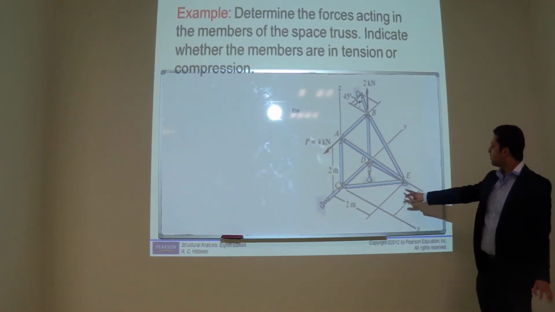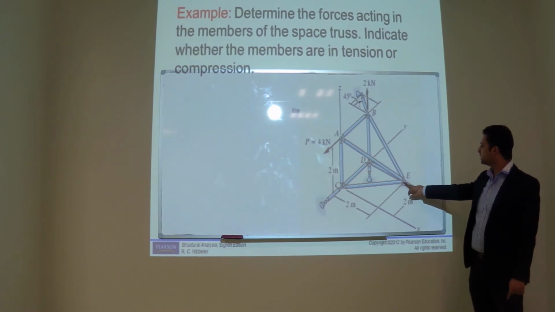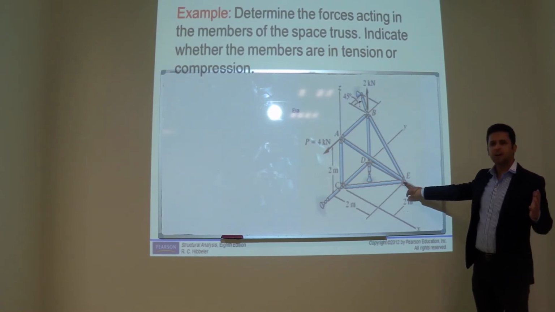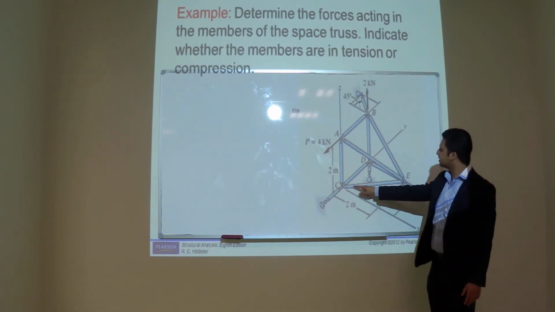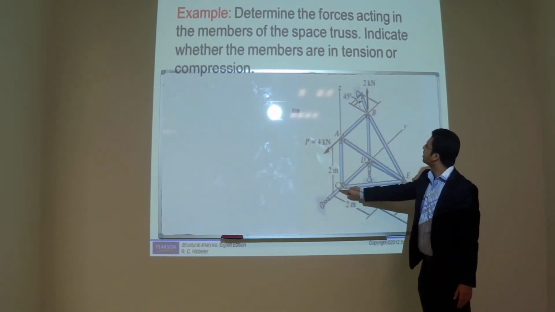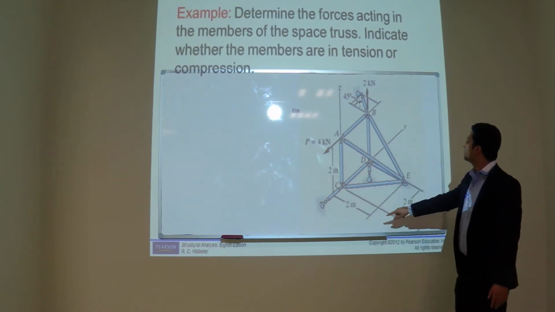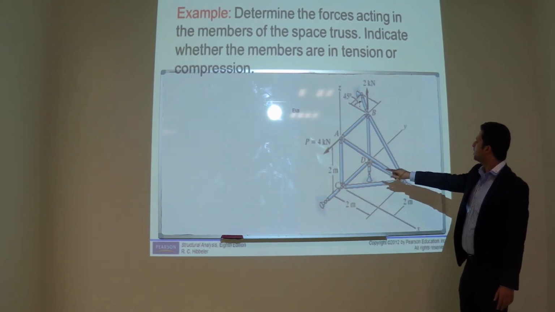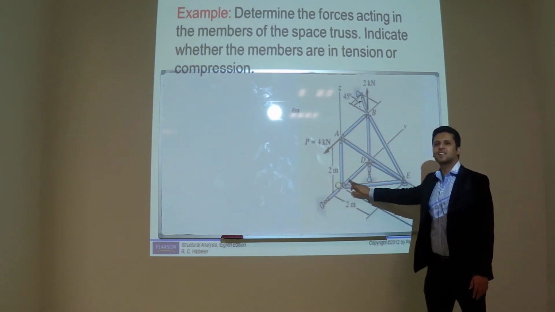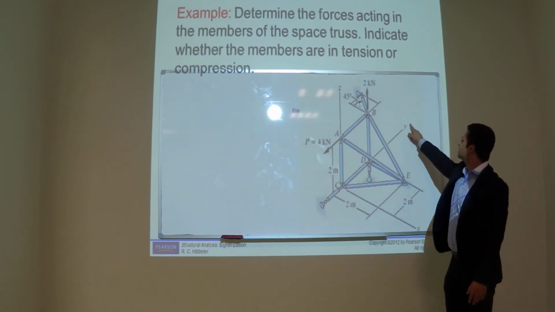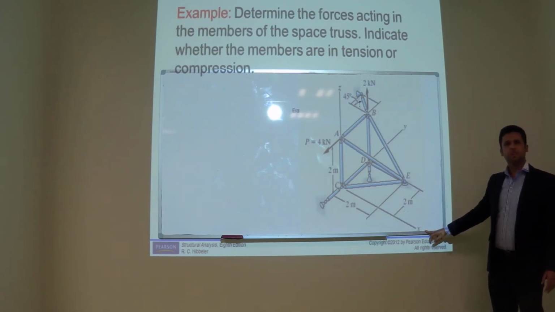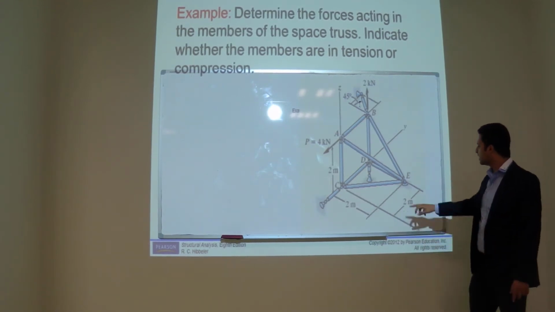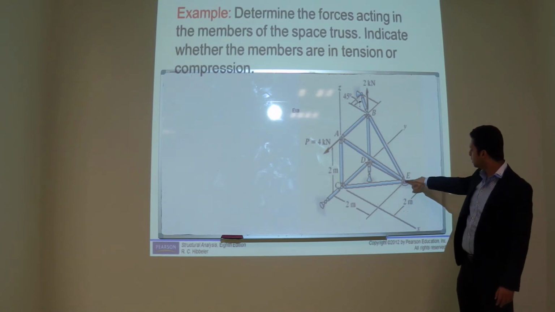For example, if you have to solve this joint by the method of joints, first you need good judgment. This axis is the y-axis, and this axis is the x-axis. Now at this joint you have to think which members have x components.